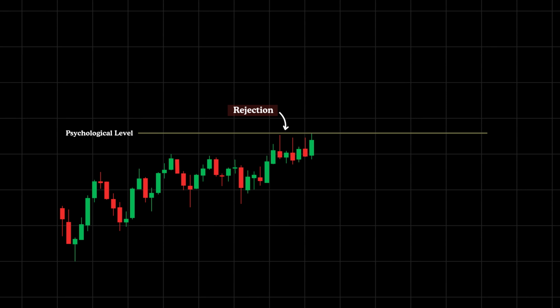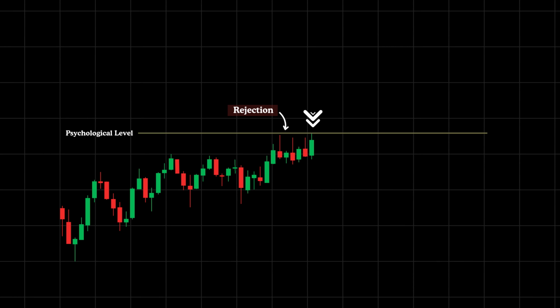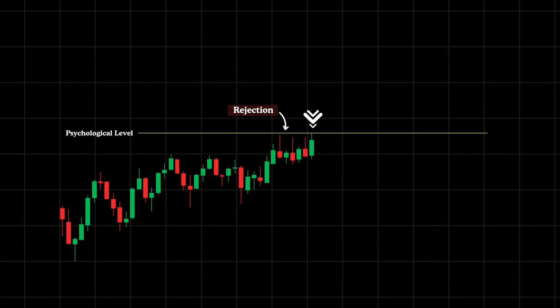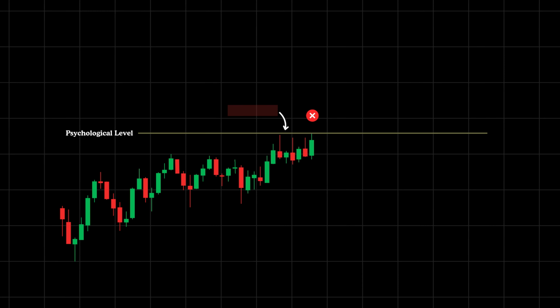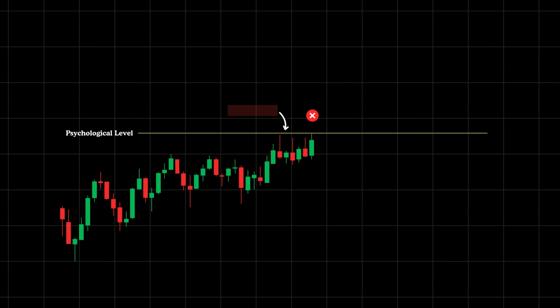Such candles are called rejection candles in price action, and they act as early warnings of potential reversals in the market. That is why if these candles appear on the chart at higher levels, one should avoid initiating a long trade there. In this chart, the market has formed multiple rejection candles after the red candle.